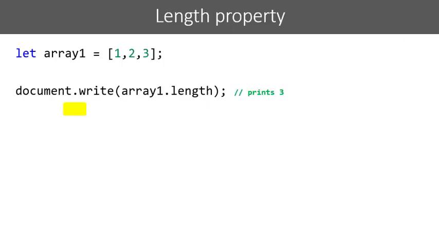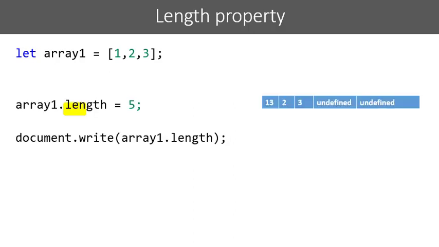Array has a length property. It is a read-write property. It returns the length of the array, so you can use it to check the length of the array. But you can also assign a new value to it. When you set its value larger than the existing length, the array simply expands, and undefined values are assigned to the new elements. So you can use this trick to add new elements to the array and then assign new values to the elements.